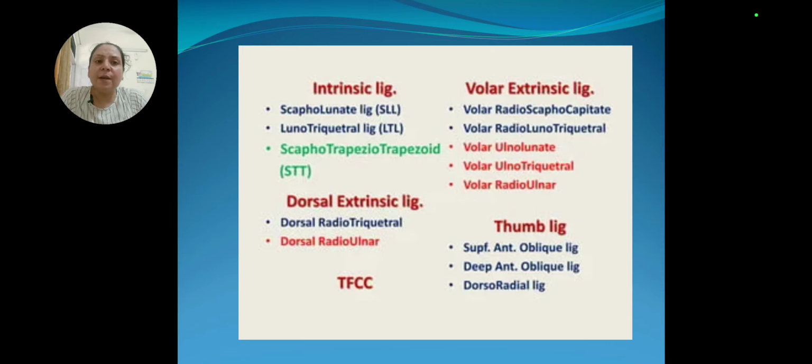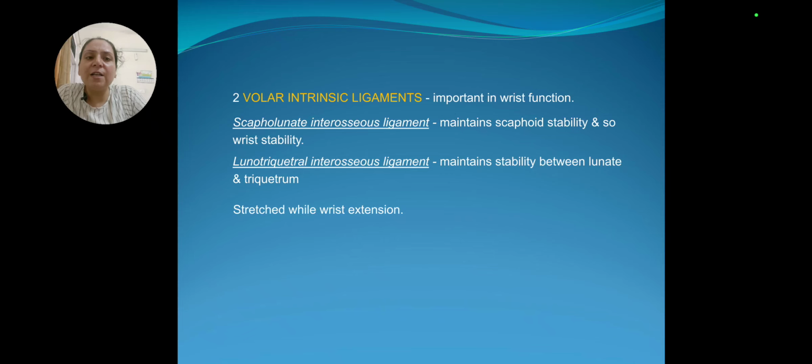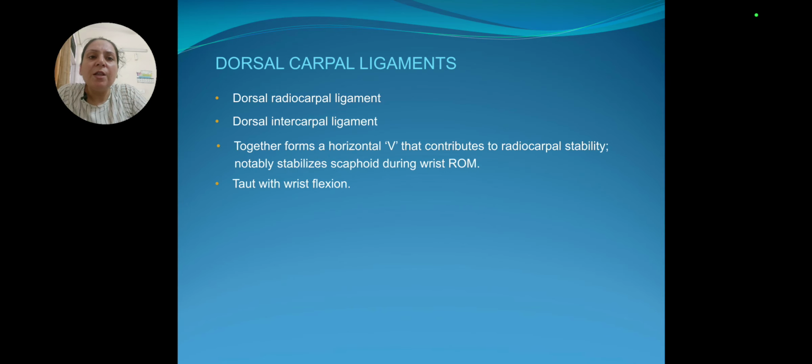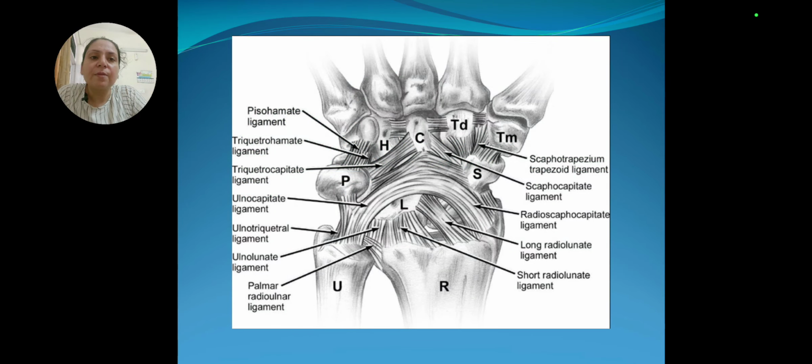The dorsal extrinsic ligaments are the dorsal radiotriquetral and dorsal radioulnar ligaments. Volar intrinsic ligaments are these, and the dorsal is also divided into an extrinsic part as well as an intrinsic part. Extrinsic arises from the radius or ulna, radius to lunate and radius to triquetrum, whereas the ones between the carpal bones, scaphoid, lunate, intercarpal, come under the intrinsic part. Now these are the dorsal carpal ligaments. You can go through this.